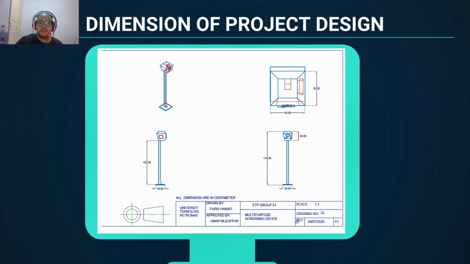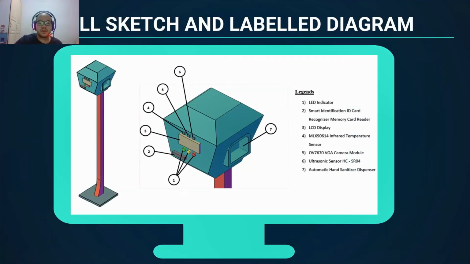For the height of this device, we decided to settle for 174.95 centimeters. This is because the average height of a Malaysian citizen is between 170 and 173 centimeters. This model has 7 components, which include LED lights as indicators, an IC scanner, an LCD screen, a camera, an automatic hand sanitizer, and 2 sensors, which are a temperature sensor and an ultrasonic sensor for detecting movement.